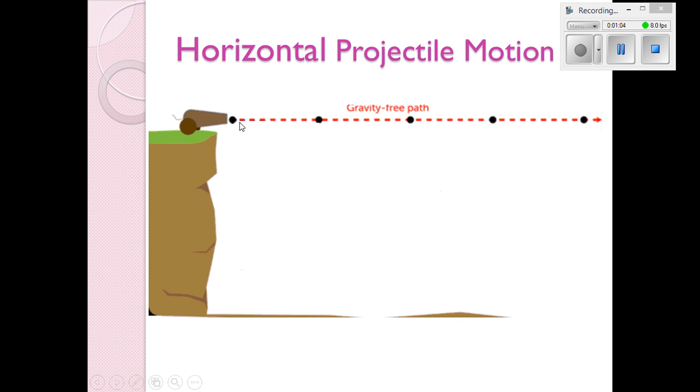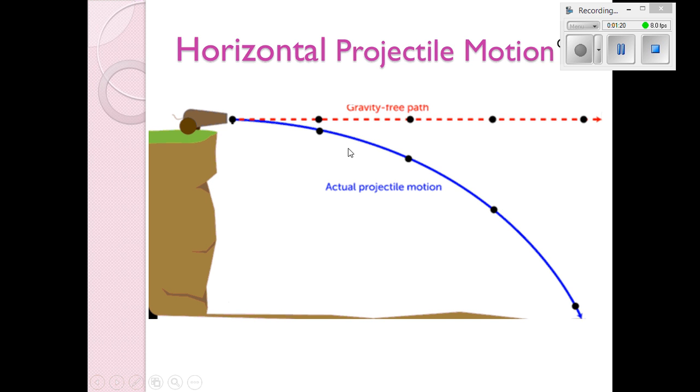Okay? If we had a gravity-free path, that would be the motion, straight out. Here's a little canyon, here's our cliff. So if there was absolutely no gravity, this would be our motion. However, since we know there is gravity, our motion is actually like this. So our actual projectile motion is going to be more of this curve here, okay? Because we do have some horizontal velocity going, but as soon as it starts coming out, gravity is going to go ahead and start pulling it down.